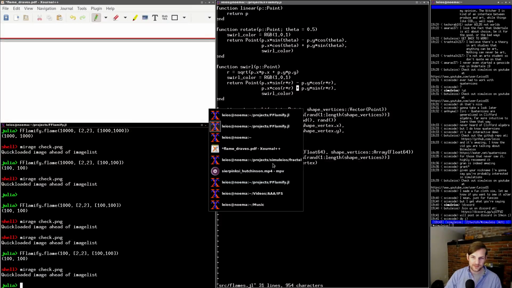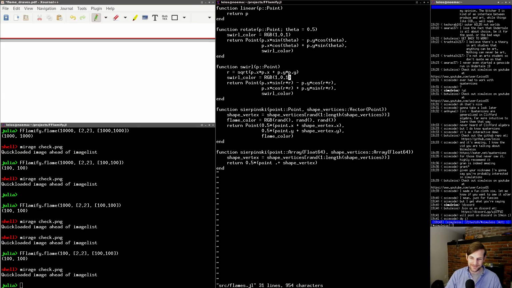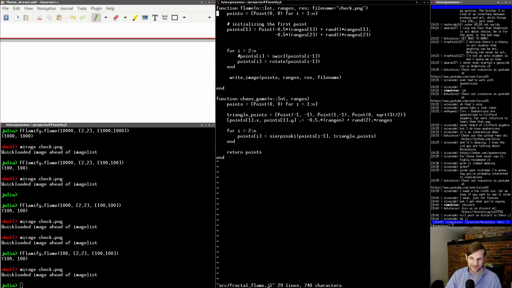Okay, so let's take a look at our swirl function now. I'm sorry, that was kind of random. I don't know why I said that. Let's just keep going. And let's try the swirl function.